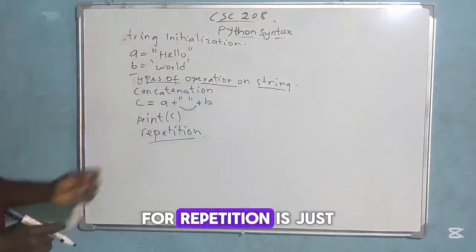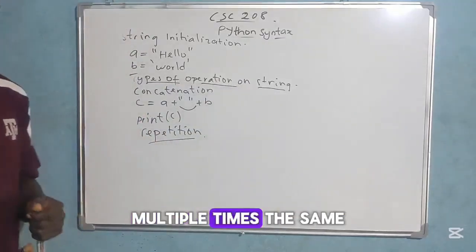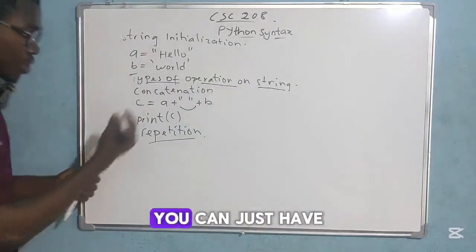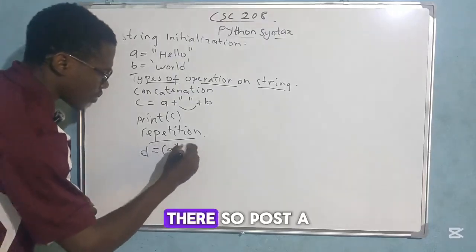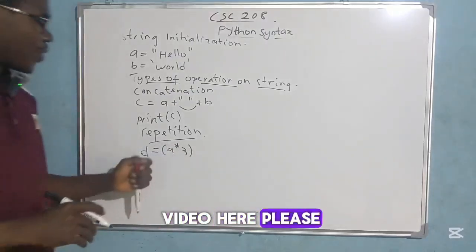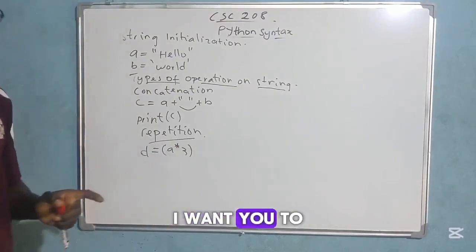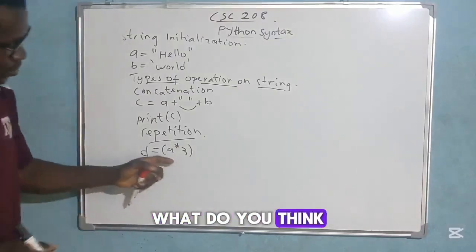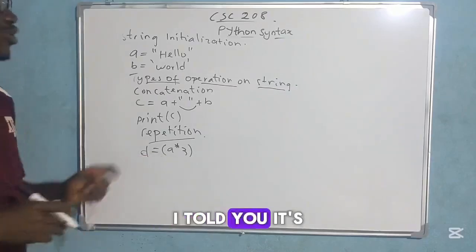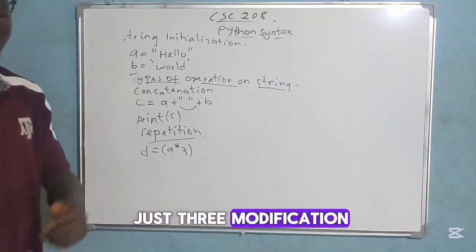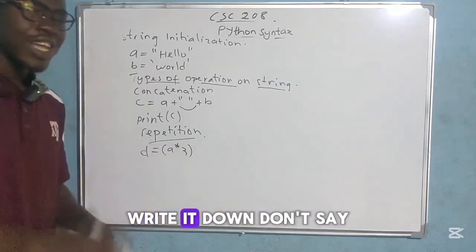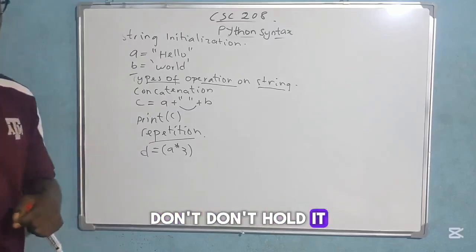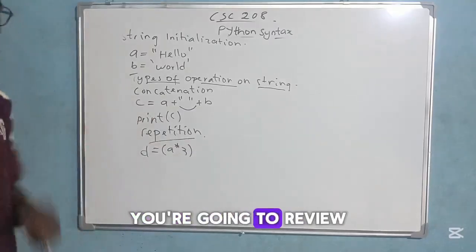Now, repetition is just repeating the same string multiple times. We can have something like D equals to A times 3. Pause the video here, please. Before I run this code, I want you to write down what you think will be the output. I told you it's just string multiplication, like writing the same string multiple times. So A times 3, what do you think will be the output? Write it down. Don't run it in your head. Later we're going to review the output together.